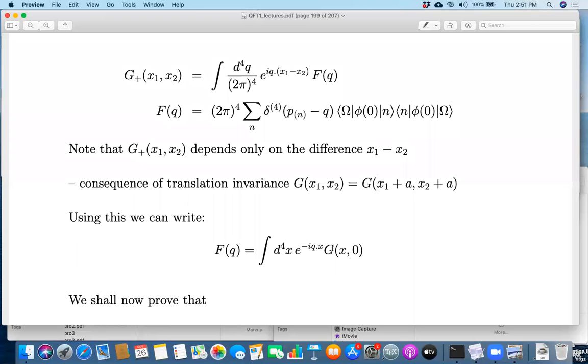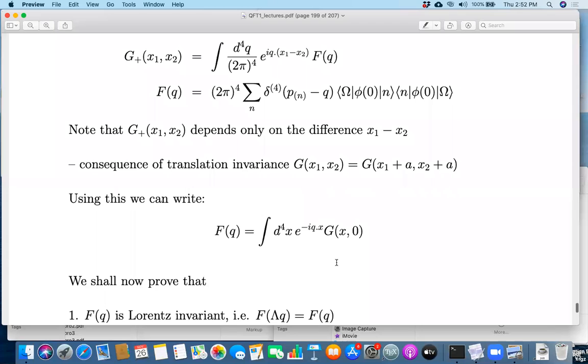So using this, we can reverse this relation and write f(q) as the inverse Fourier transform of G plus. Again, this should have been G plus; I'll correct this. So f(q) is given by the integral d4x e to the minus iq dot x times G plus of (x, 0). All I have done here is set x2 equal to 0. So this becomes e to the iq dot x1, and then I do the inverse Fourier transform to write this as the Fourier transform of G plus of (x1, 0).